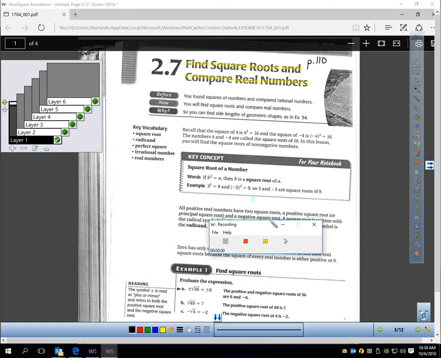This is lesson 2.7, finding square roots and comparing real numbers. You should be on page 110.